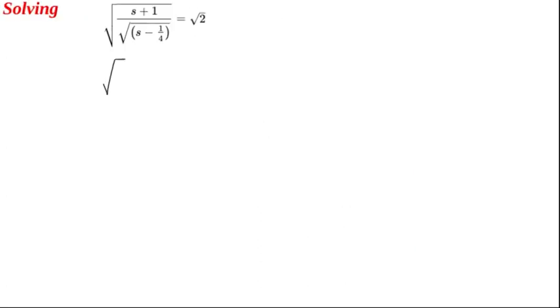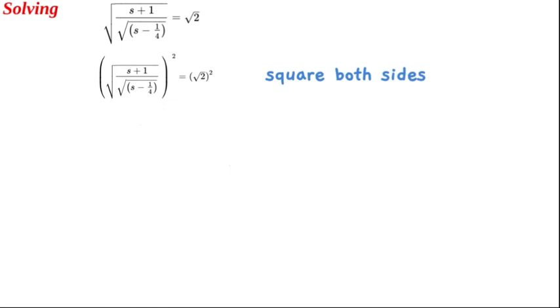So let's get started. I'm going to square this square root here and square the other side as well. So the internal square root will remain in here, but we will get the square root of 2 to be squared. Now that we're squaring both sides, we can cancel the square root. So we get s plus 1 all over the square root of s minus 1 over 4 is equal to 2, as remember, the square root of a to be squared is equal to a.